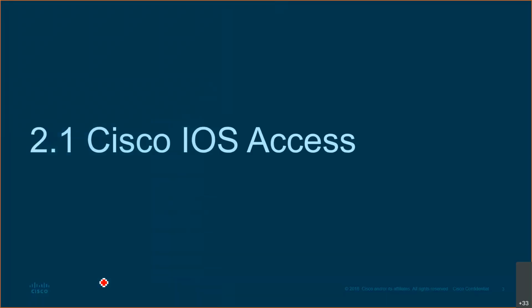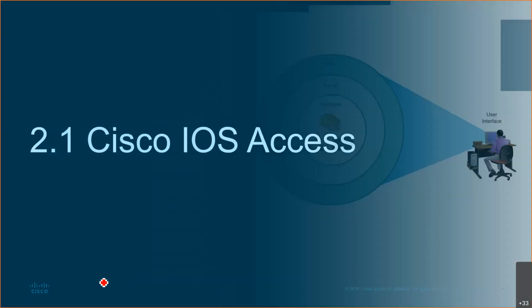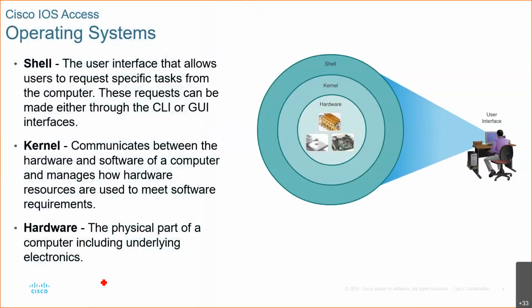So let's talk about the Cisco iOS operating system. Every computer system, every operating system, has a shell, a kernel, and hardware. The shell communicates with the kernel, which communicates with the hardware, and so on. The same goes with Cisco internetworking devices, your switches and your routers.